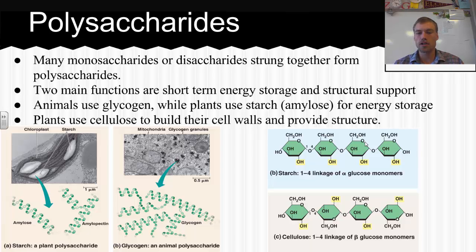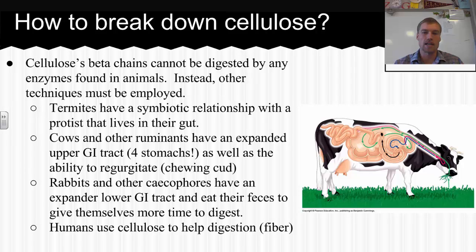However, starch is what we call an alpha linkage, and an alpha linkage has all of the alcohol groups on the same side of the chain, whereas the beta glucose linkages are where the alcohol groups are actually flipped. And this is very important because, as we will see, cellulose's beta chains cannot be easily digested by enzymes found in animals. So we as animals don't actually have enzymes that allow us to break down those beta linkages. We can break down the starch just fine, but cellulose we can't really do.